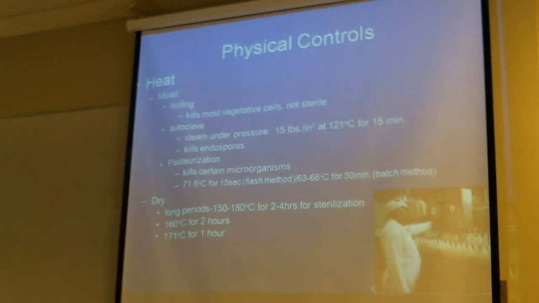Now, some of these things, the autoclave you've already learned, but as far as some physical controls, the first one is heat. There are two different types, moist heat and dry heat. Moist heat is most commonly used. That's probably the most popular method, such as autoclaving. But the first one is boiling. Boiling does kill most vegetative cells, but it's not completely considered sterile. So for some spore formers, boiling doesn't exactly work theoretically.